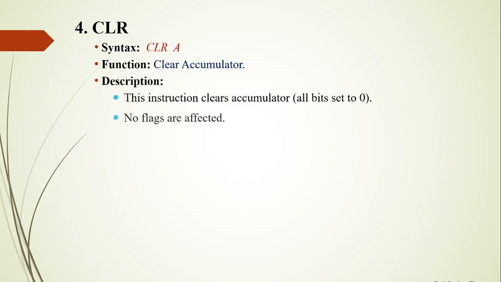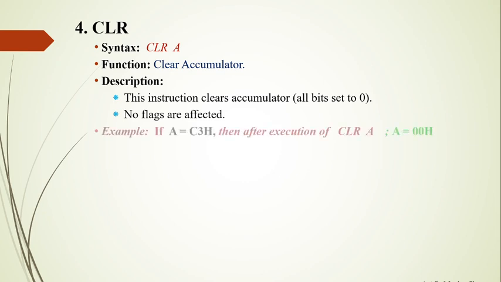CLR, that is nothing but clear. The syntax for this instruction is CLR A. This instruction clears the content of the accumulator. That means it makes all bits of the accumulator equal to 0, and no flags are affected during the execution of this instruction. For example, if A equals C3H, then after execution of the instruction CLR A, the accumulator will contain 00H.